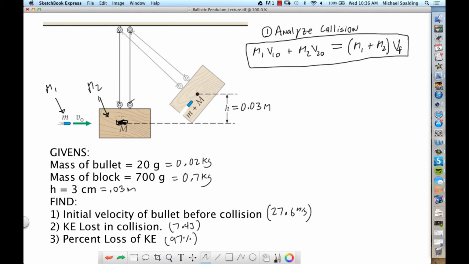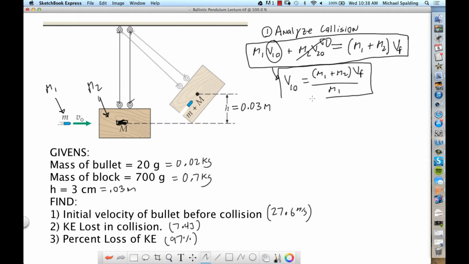Now, what's the initial velocity of the block? The starting velocity of the block before the collision, 0. So that goes to 0. So we're left with M1 V1 initial is equal to M1 plus M2 V final. So we're looking for the initial velocity of the bullet, which is V1 initial. We're trying to get this guy right here. So V1 initial is going to equal M1 plus M2 V final over M1.